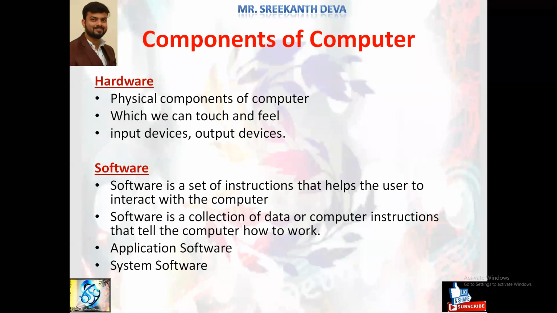Coming to the previous slide again. So this is about hardware, what we can touch and feel, the physical components of computers we can call hardware. What is software? Software is nothing but a set of instructions that helps the user to interact with the computer. The best examples are system software and application software. System software is used for system purposes. The best example is operating systems. In the market various operating systems are available, like Windows operating system, Linux operating system, Unix operating system, Mac operating system, okay.